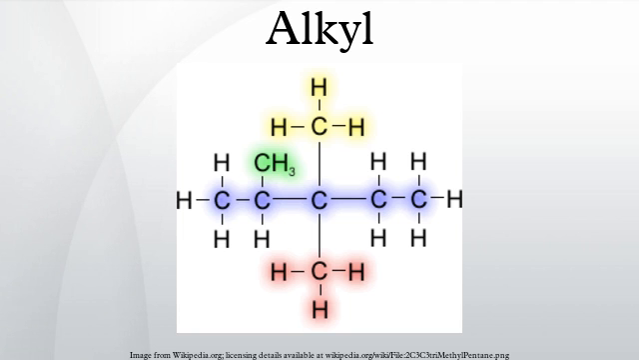In addition, each position on an alkyl chain can be described according to how many other carbon atoms are attached to it. The terms primary, secondary, tertiary, and quaternary refer to a carbon attached to 1, 2, 3, or 4 other carbons respectively.